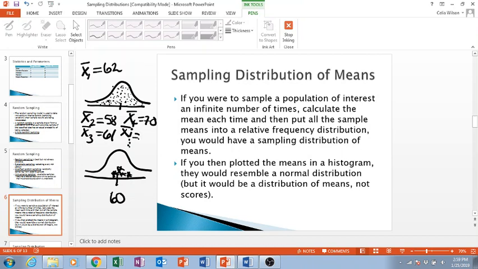I'm going to keep doing that because theoretically that's what a sampling distribution of means is. It's what would happen if we were to sample an infinite number of times. What would that distribution look like? Well, the idea here is if you plotted all of them, this distribution would resemble a normal distribution. But again, it's a distribution of means, not scores, as we were talking about before. Okay?